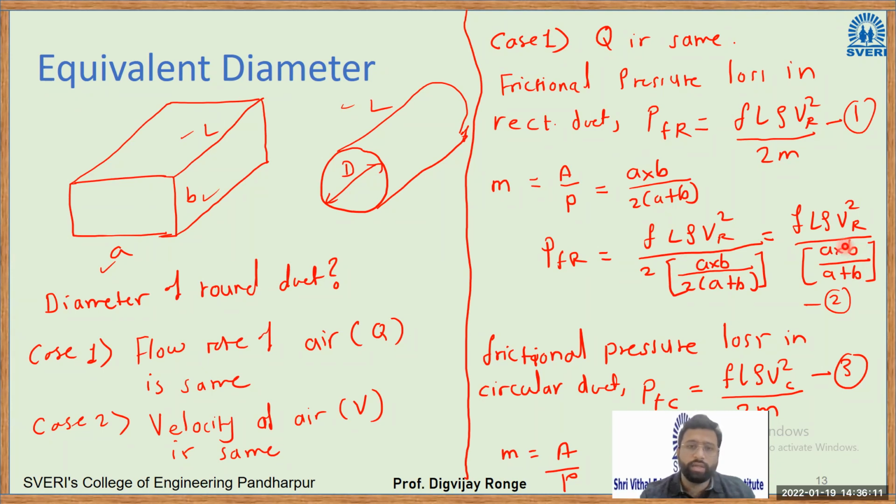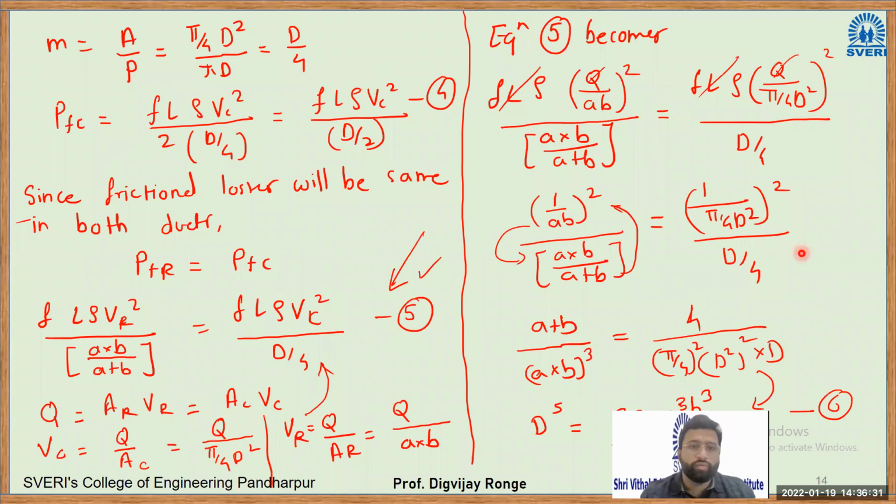Now if I go with the circular duct, let us say the diameter is D. In that case, the m value we know is D by 4. I will put D by 4 here and calculate the frictional pressure loss in the circular duct. Now in both the cases, the frictional loss is the same. So we will equate these two equations, and we'll get equation number 5.